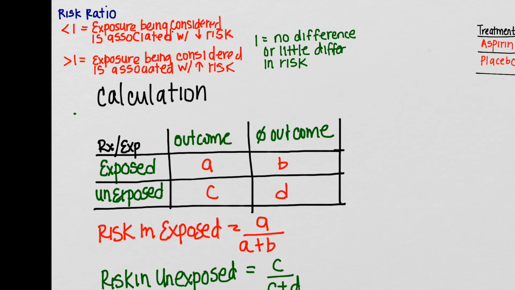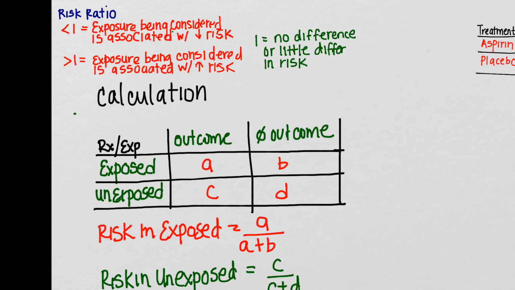If the risk ratio is less than 1, then we can say that the exposure being considered is associated with decreased risk. So let's go back to our original scenario. If you took the pill, then you had a decreased risk of suffering from a heart attack. If the risk ratio is greater than 1, then we can say that the exposure being considered is associated with an increased risk. So in this case, taking the pill would increase your risk of suffering from a heart attack when compared to not taking a pill. If we get a risk ratio that's close to 1, or equal to 1, then there's no difference or little difference in risk between the two different exposures being considered.